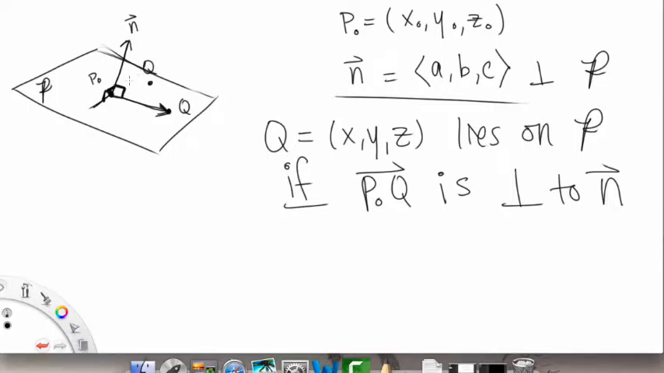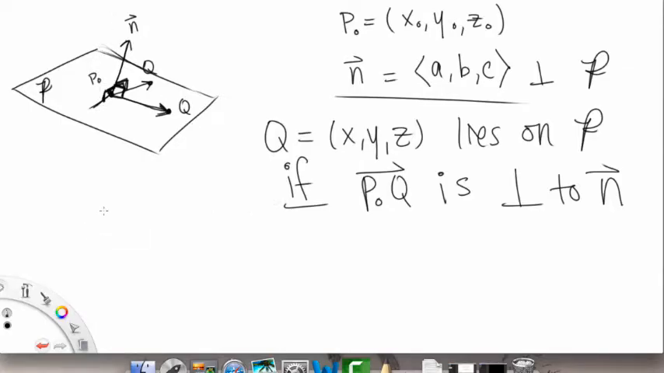Likewise, let's say Q's over here. If we draw that vector from P naught to Q and it does make a right angle, it's in the back here, but there's a right angle back there, then Q also has to lie on the plane because it's perpendicular to n, our normal vector. And every vector on the plane must be perpendicular to that normal vector.